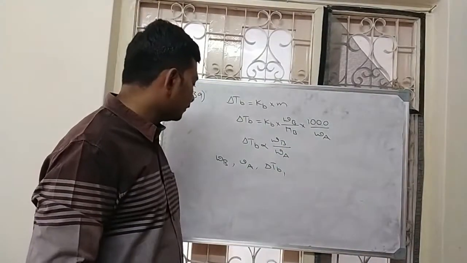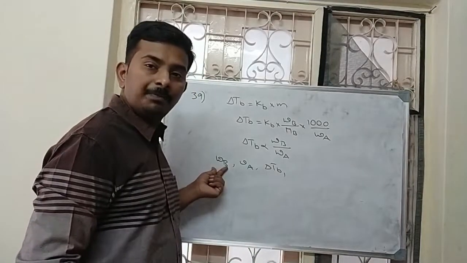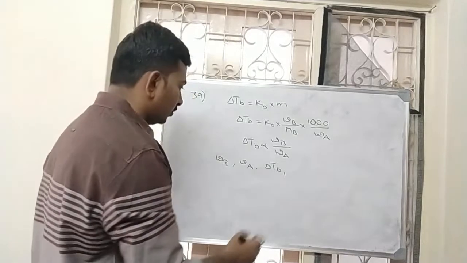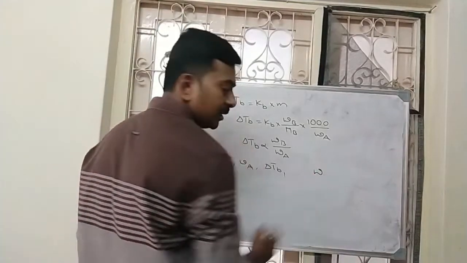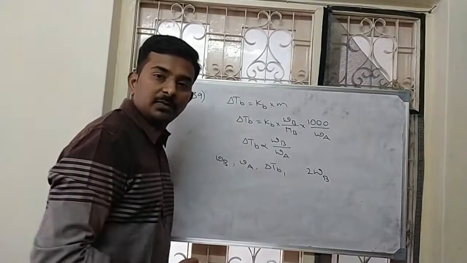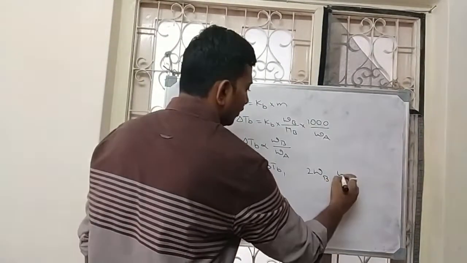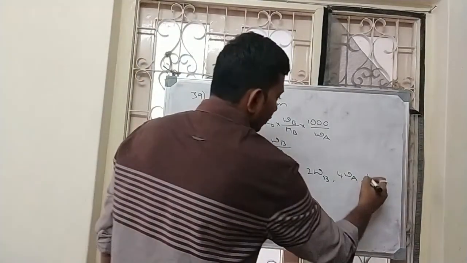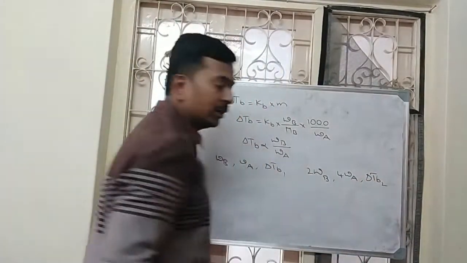Now they are telling that mass of the solute is doubled, mass of the solvent is increased by 4 times. So that means final mass of the solute will be 2 times that of initial mass, and mass of the solvent will be 4 times that of the initial mass. So elevation boiling point, let it be delta TB2.